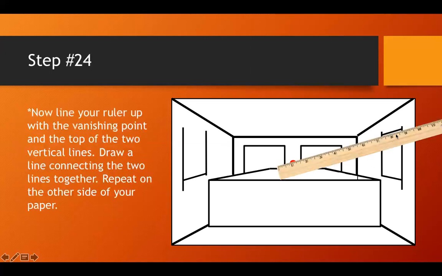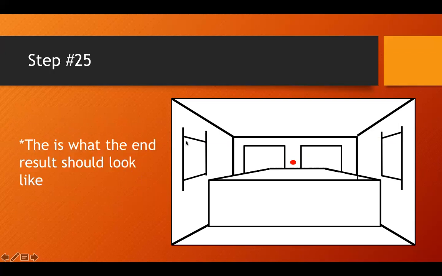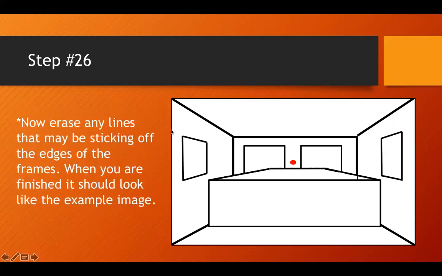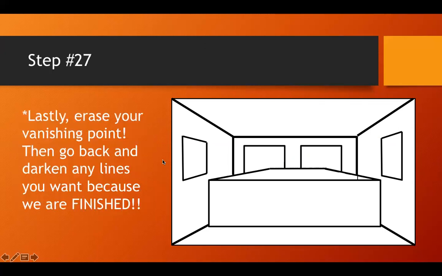Then you're going to do the same thing for the top of the frame. You're going to connect your ruler with the vanishing point and the top of the frame, draw your line, and repeat that on both sides. Now, like I said, you might have some extra lines going on, and that's okay, because then you'll just erase them, okay? And then you have your two windows, your table, your picture frames, and your room. So the last thing is you just need to erase your vanishing point, and you're done, okay?